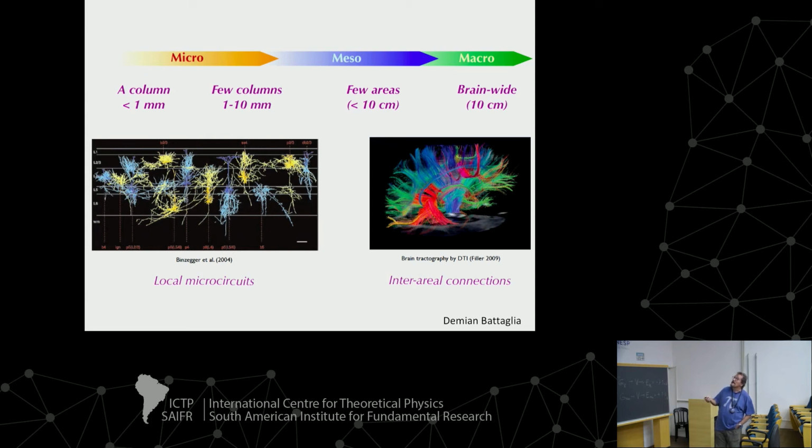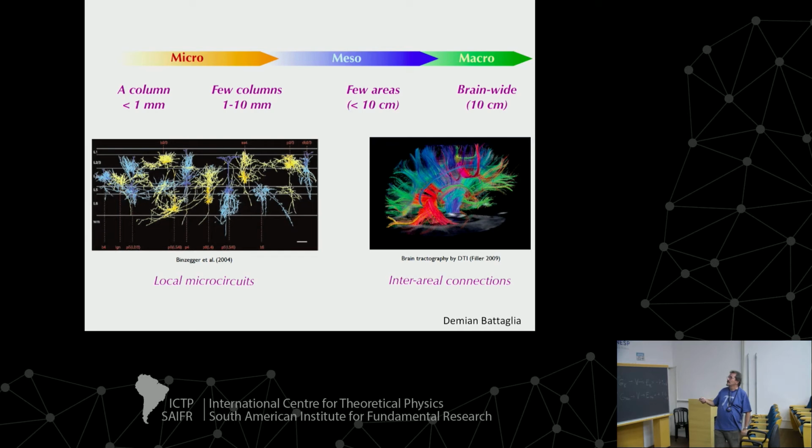So microscopic would be models that go from a column to a few columns, say 1 to 10 millimeters of surface area. For those models, you need to know all the cells in that region. They would form so-called local microcircuits. But then if you go to macroscopic models, you have models that capture the behavior of the entire brain.